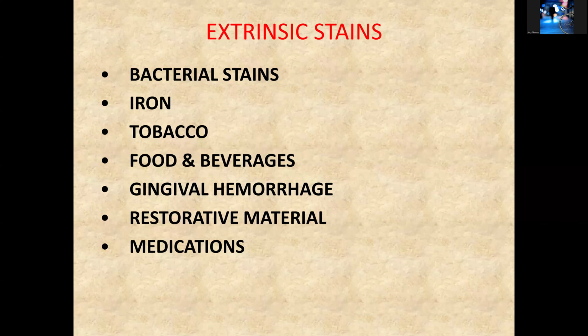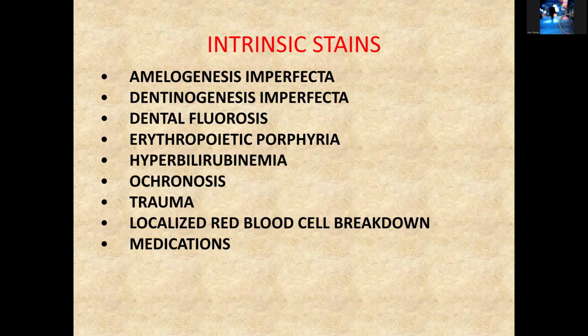Coming to extrinsic stains, the most common are bacterial stains, iron staining due to tobacco, due to food and beverages, gingival hemorrhage, respiratory material, as well as medication. And intrinsic stains you have due to many developmental disorders like amelogenesis imperfecta, dentinogenesis imperfecta, dental fluorosis, erythropoietic porphyria, hyperbilirubinemia, alkaptonuria, trauma, localized red blood cell breakdown, as well as medications.